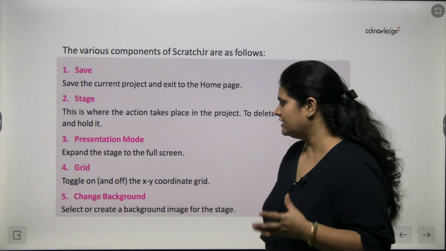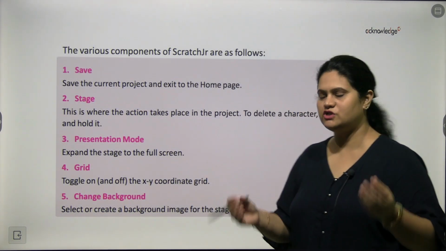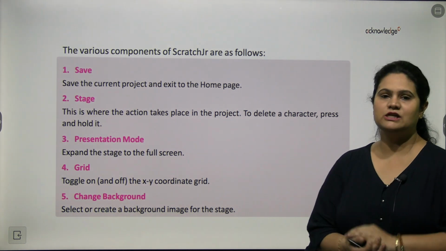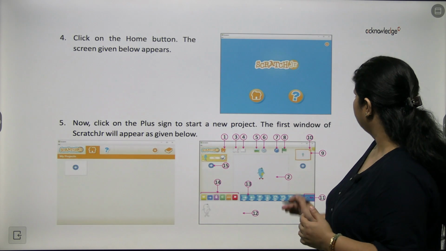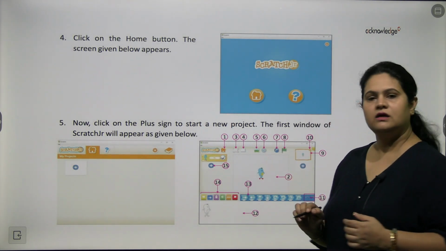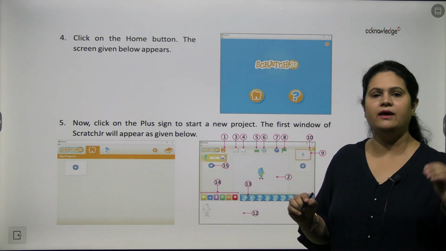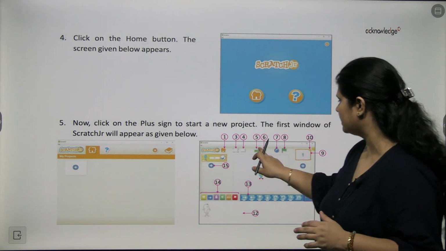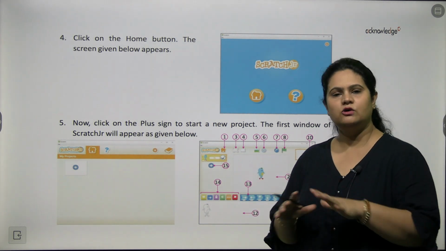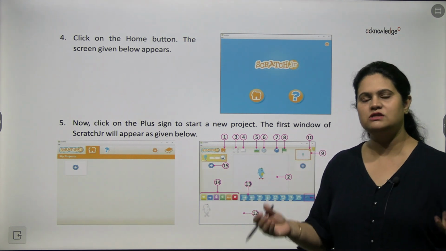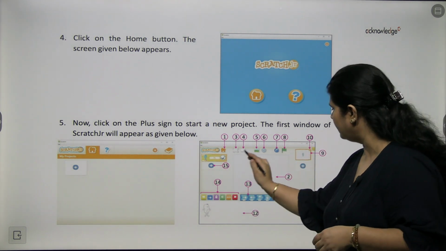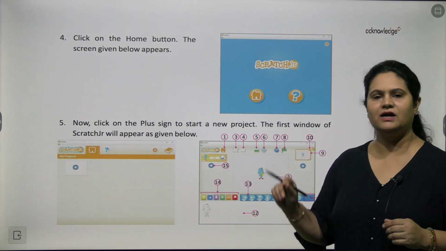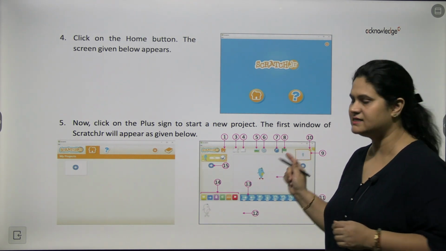Now, change the background. You can also change the background image for the stage, right? Let's see. This is the component that changes the background of your stage. When you click on it, you will see so many options for the background. You can select whatever you feel like, okay? And that background will appear on this stage, right? Clear?